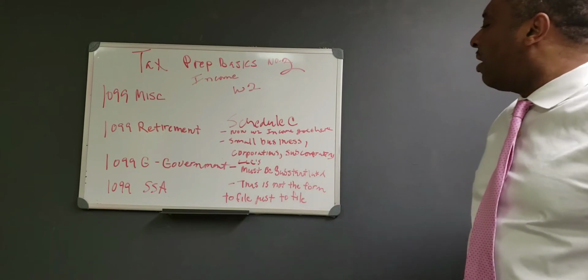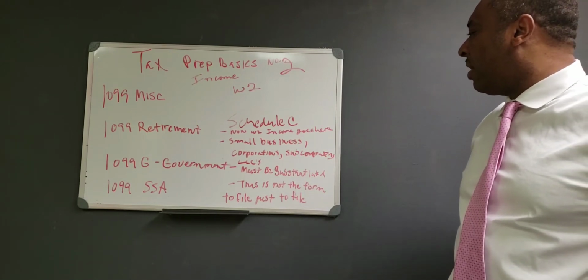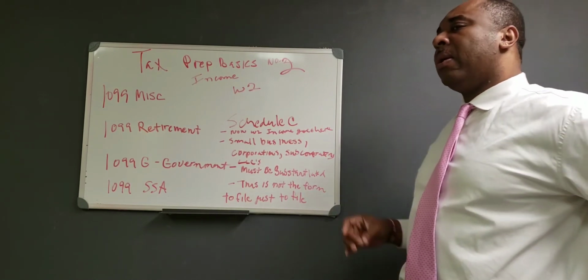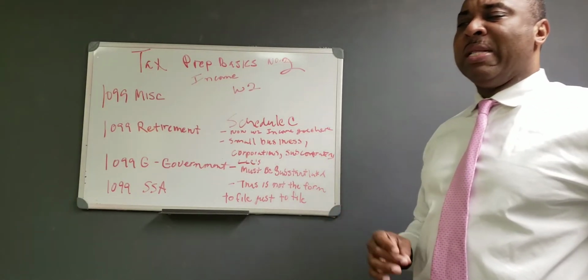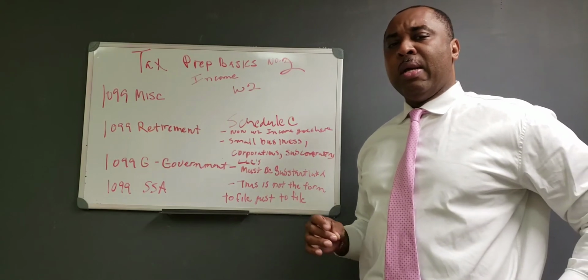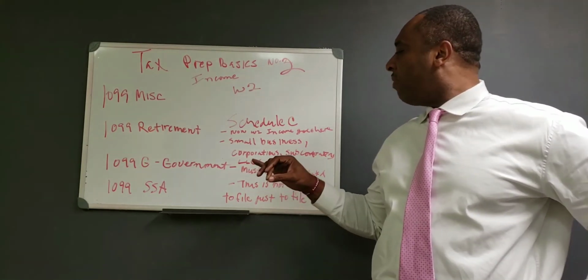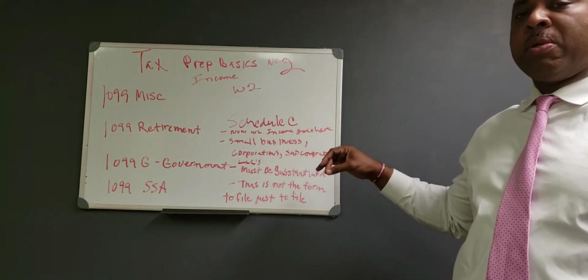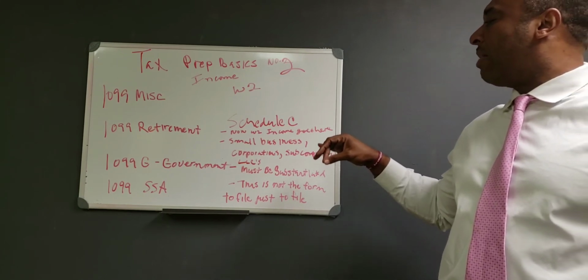Okay, small businesses, corporations, subcontractors, LLCs. These will be the companies, the entities that you're most likely to see on the Schedule C. Sole proprietorships and partnerships go there as well. These are most likely pass-through entities.